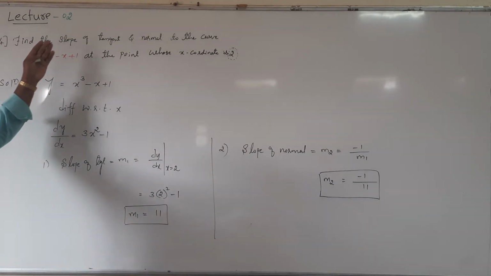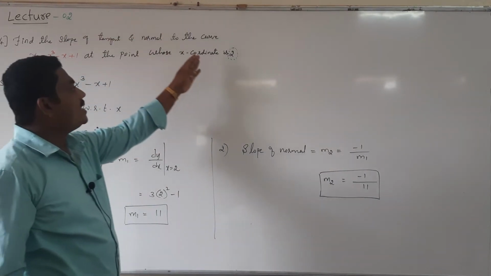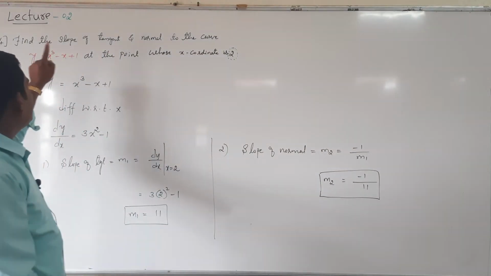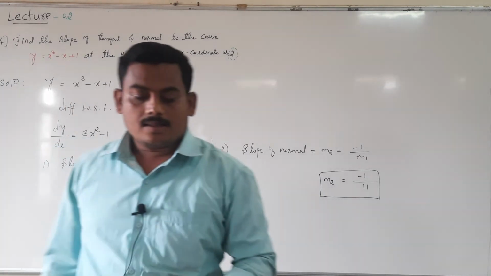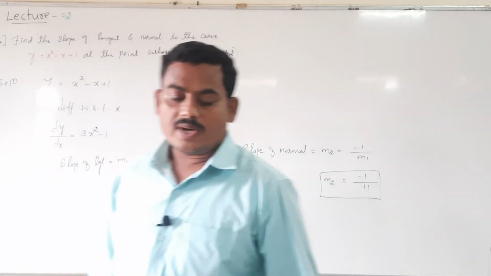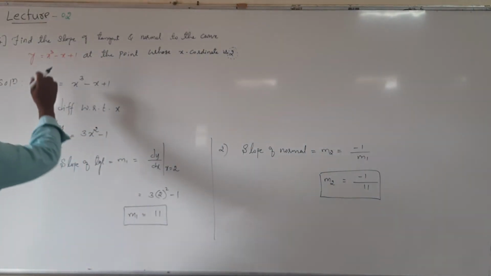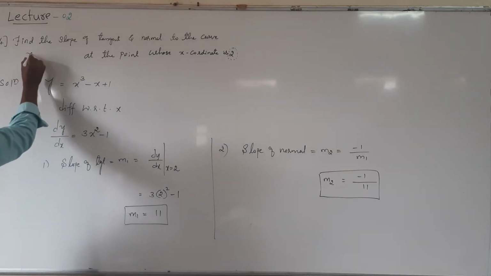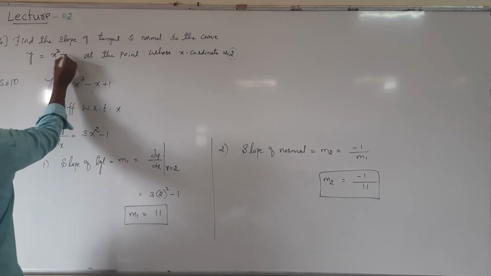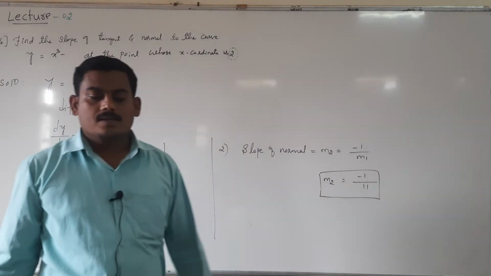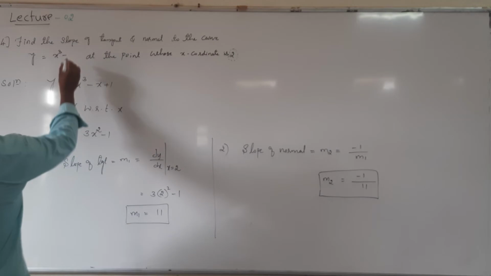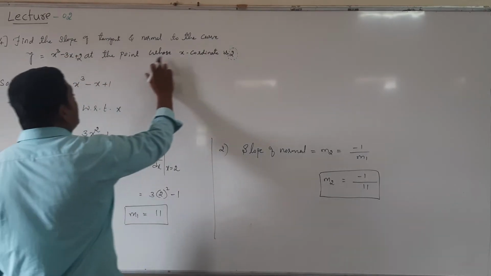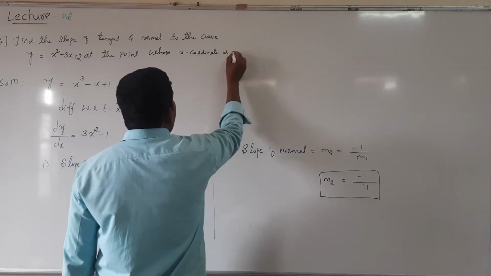Find the slope of tangent and normal to the curve. Slope of tangent line and normal line to the curve y is equal to x cube minus 3x plus 2, at the point whose x coordinate is 3.